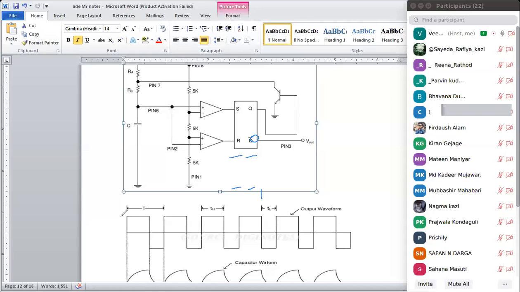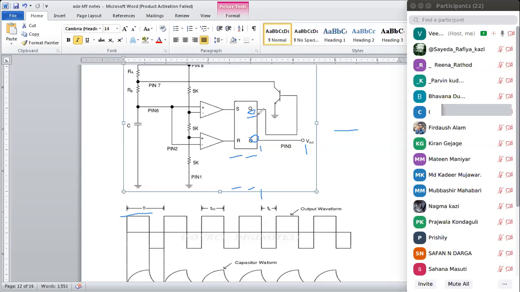High, correct? I will get high. Then why is it high now here? Q bar is 1. If Q bar is 1, then Q is always 0. This is 0, Q bar is 1. So on the output side I am getting 1.